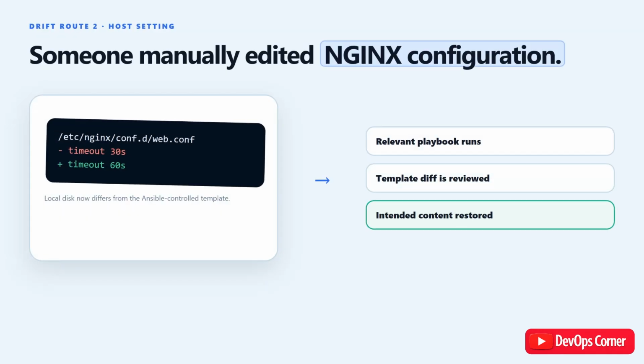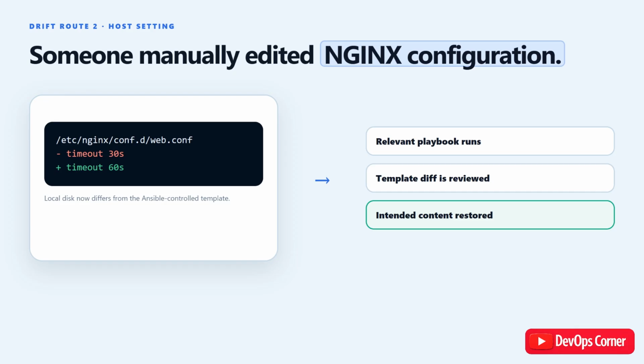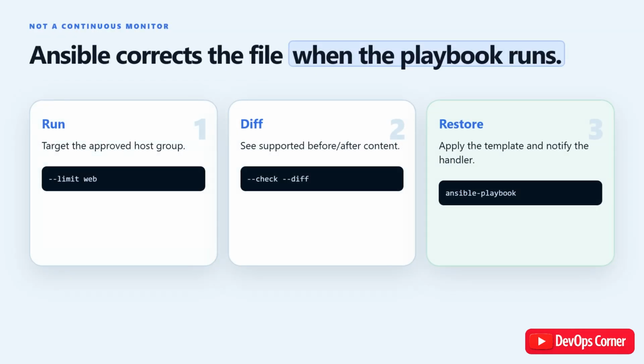Now consider a second manual drift scenario. Let's say an engineer SSHs into a host in the middle of the night and manually edits an Nginx service configuration file to troubleshoot an ongoing issue. They fix the problem, but they leave the drift behind on the local disk. This internal file setting belongs to Ansible's desired configuration. The template difference is exposed, and the intended content is seamlessly restored the next time the relevant playbook runs against that host. But we must be really clear about a technical limitation here.